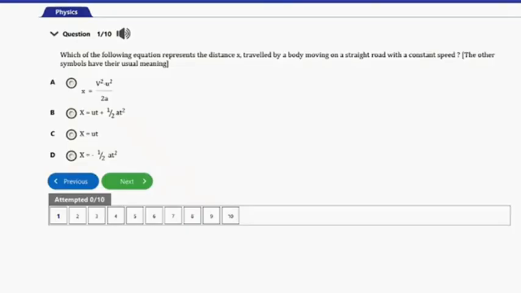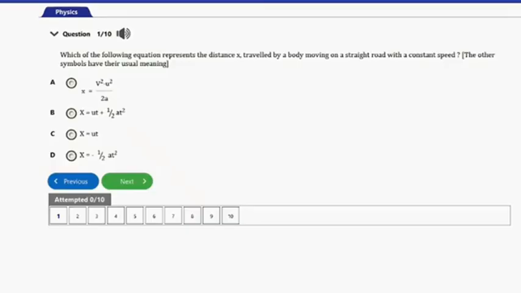It says, which of the following equations represents the distance x traveled by a body moving on a straight road with a constant speed? The other symbols have their usual meaning. So guys, since we have the distance x traveled by a body moving under constant speed on a straight road, it's going to be x is equal to ut. So the answer to this question is option C here, x is equal to ut. So that's it for this question.